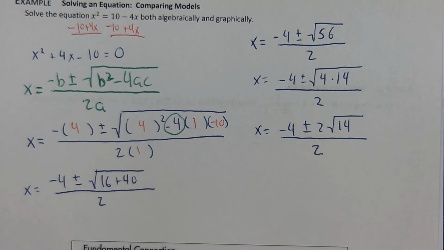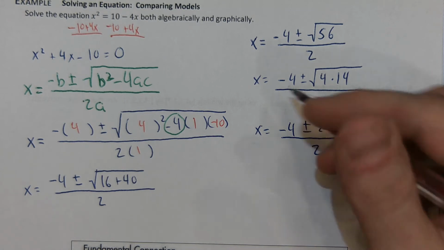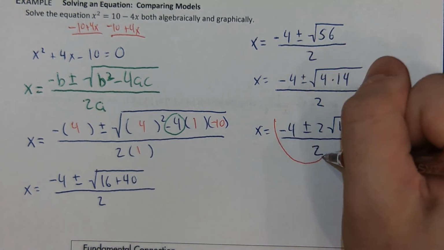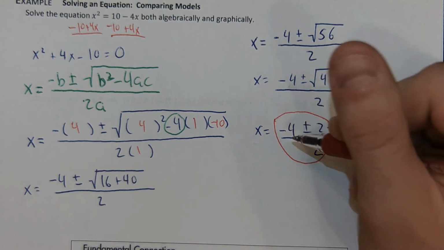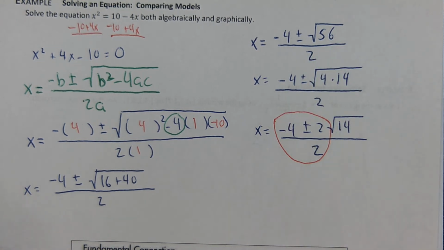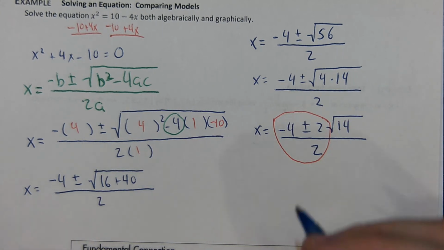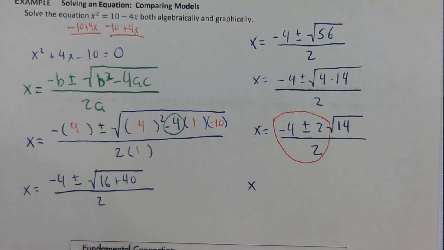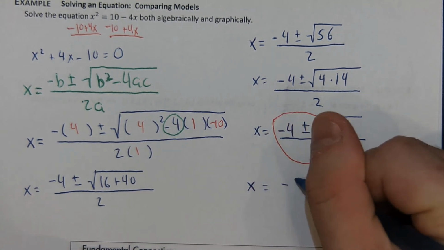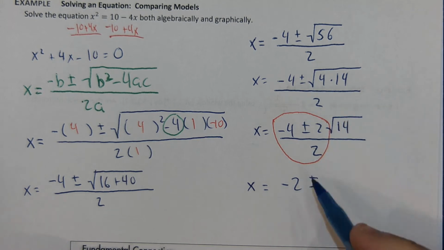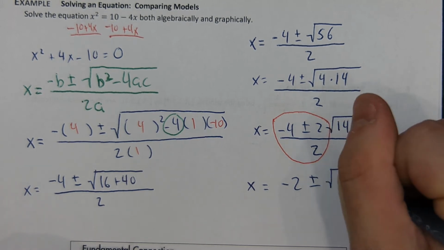And in order to reduce your fraction, you do need all three parts of this to be divisible by the same number. And as it turns out, yeah, all three of those are divisible by 2, so we divide all three of them by 2. That's going to leave me a 1 in the denominator, so I don't need to write divided by 1. I mean, I could, but I don't need to. Negative 2 plus or minus 1 root 14.